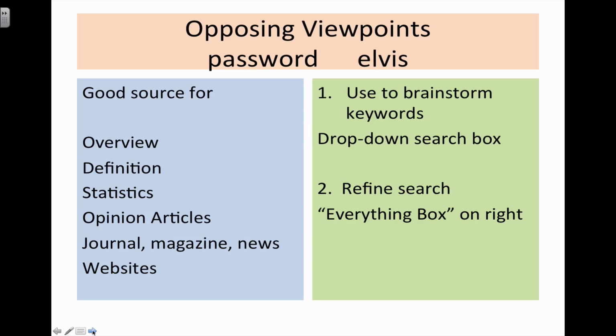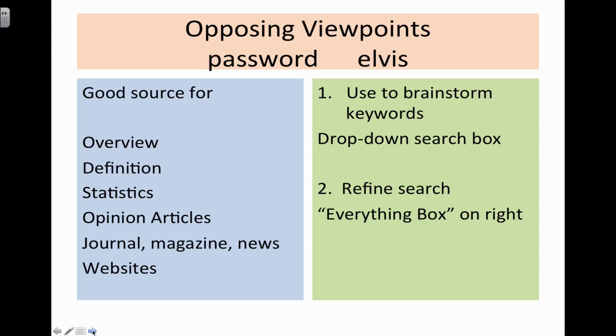I'm going to show you two databases in particular, just some screenshots of what a search might look like. Opposing Viewpoints is the first database. You would use the password Elvis to get into this database. It's a good source for an overview, for definitions, for statistics, for opinion articles, journals, magazines, news, and for websites.